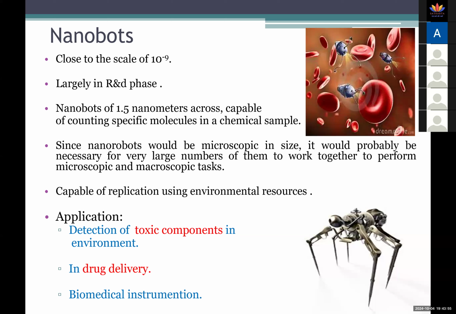You understand? It is close to 10 raised to minus 9, 1 billion. It's too small to visualize also. So for the detection of toxic components in the environment, we use nanotechnology. In drug delivery, there is some targeted area where you can deliver the drug. For example, there is some cancer growth.